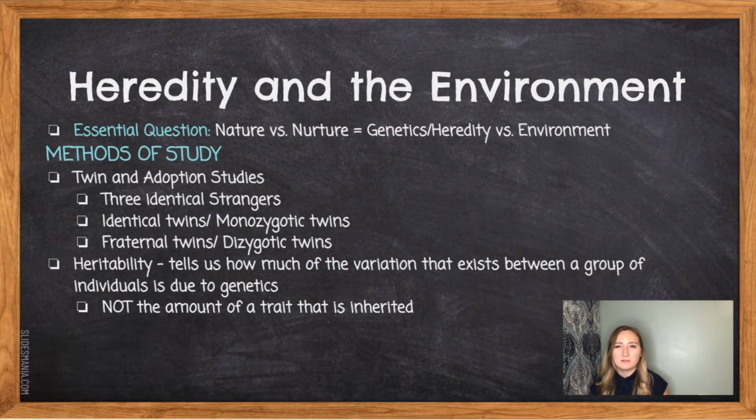The next big method of study is twin and adoption studies, and some of these have been done unethically or even illegally. But we look at Three Identical Strangers, for example, which is an example of one that was done illegally. And they basically take these genetically identical children, right, because they're triplets, and they put them in 3 different environments to see if they can fully solve the nature versus nurture debate.